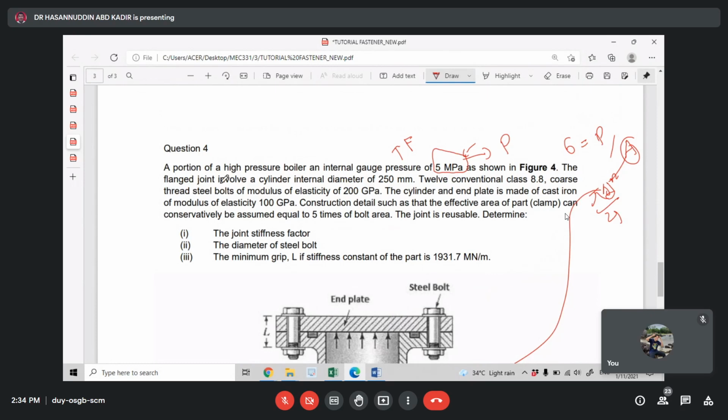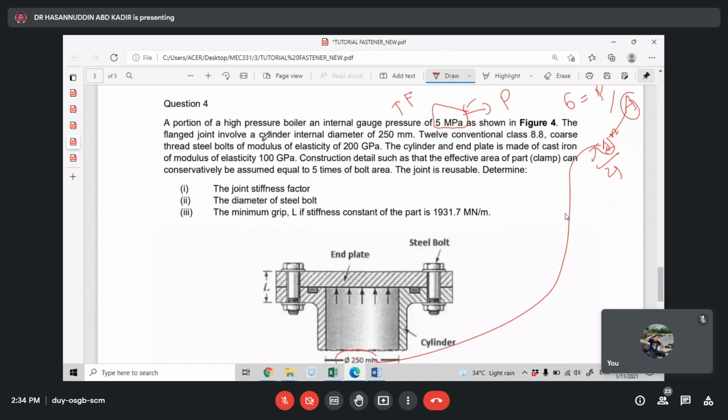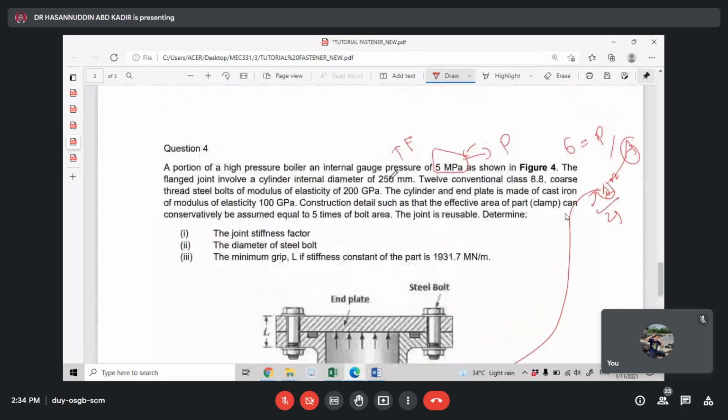Okay, lepas tu pick the flange joint involve the cylinder internal diameter. Ni dah bahagian sini 250 mm. 12 conventional class. Okay, they'll give you 12. 12 memang 12 lah kan. 12 conventional class, dia bagi grade 8.8, cost straight steel bolt modulus of elasticity 200 GPa.